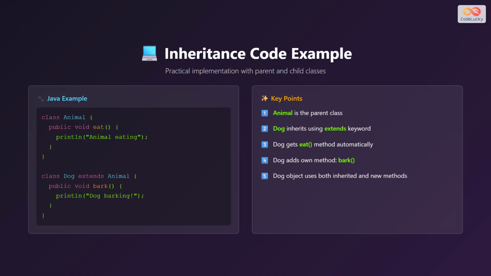When you create a dog object, it has access to both the inherited eat method from animal and its own bark method. This demonstrates how inheritance allows dog to reuse functionality from animal while adding its own specialized behavior. The key here is that we avoided duplicating code. If we had many other animal classes like cat or bird, they could all inherit from animal without repeating the eat method.